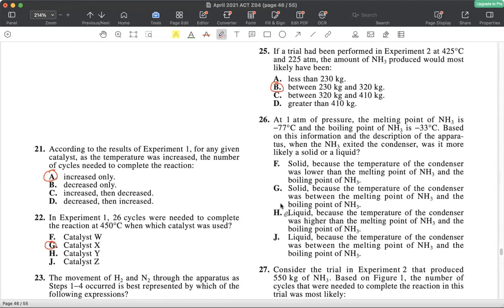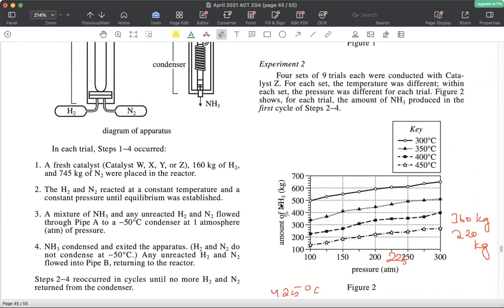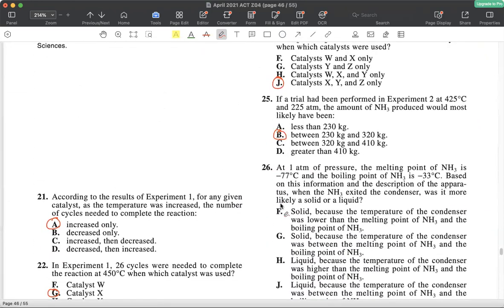At 1 atmosphere of pressure, the melting point of ammonia is minus 77 and the boiling point of ammonia is minus 33. Based on this information and the description of the apparatus, when the ammonia exited the condenser, was it more likely a liquid or a solid? So when it exited the condenser, the temperature was minus 50, right? Now, minus 77 is the melting point, and minus 33 is the boiling point, right? So was it more likely a solid or a liquid?